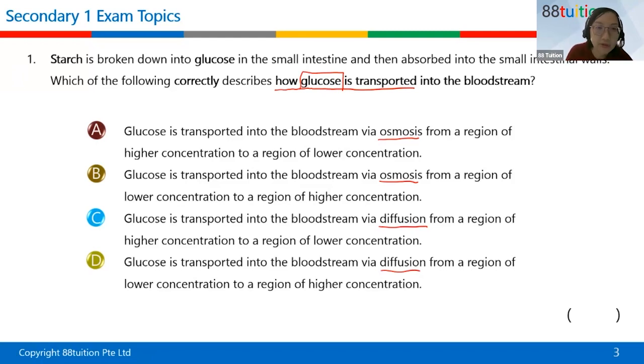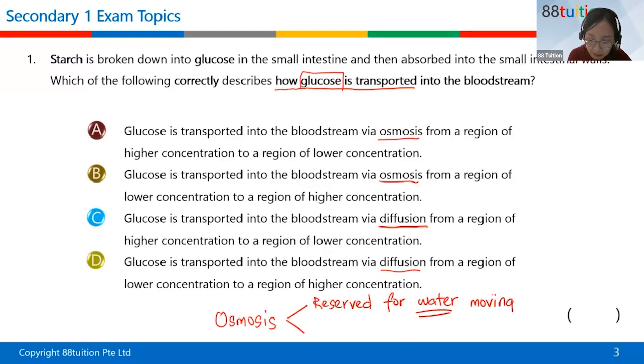Now, always remember this word, osmosis. Osmosis is reserved only for water. In other words, you're talking about water moving, not anything else. It's reserved for water moving from one place to another place. So it cannot be osmosis. Straight away I put a cross, because here I'm talking about glucose. Glucose is moving, not water. So is everybody clear? It's okay to get this wrong today. After today, no more getting it wrong.